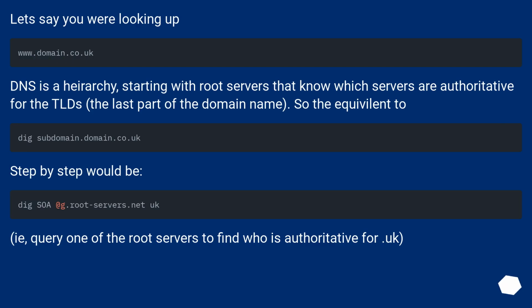Let's say you were looking up DNS as a hierarchy, starting with root servers that know which servers are authoritative for the TLDs, the last part of the domain name. So the equivalent to +trace step by step would be, query one of the root servers to find who is authoritative for UK.